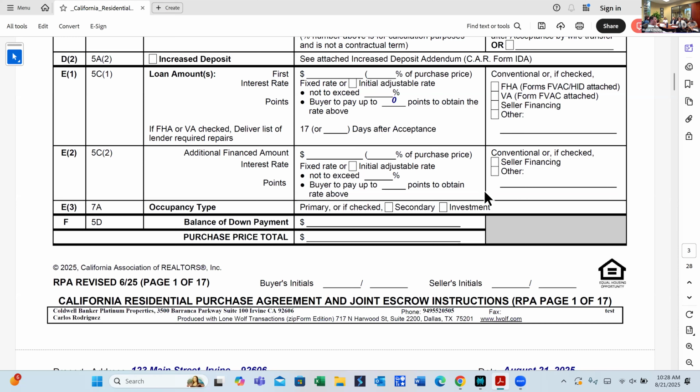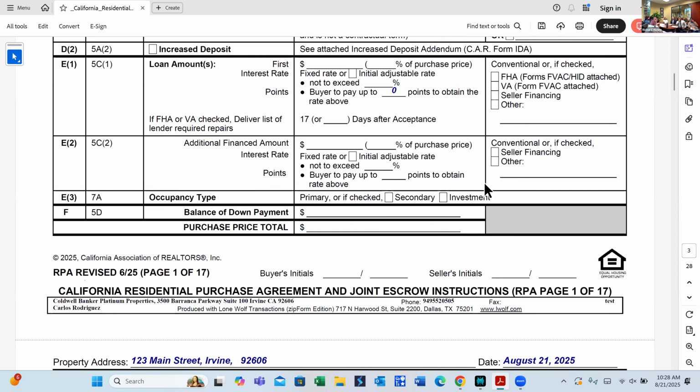And then section E2, additional financed amount. Let's assume we're getting a second deed of trust, or we're asking the seller to carry a second deed of trust. In the event you're going to ask the seller to carry financing in terms of being in the second position, you have to disclose that to the first trustee lender. Otherwise, that'll be a loan problem. And so it's going to be notified here. They're going to be notified when they look at the purchase contract.